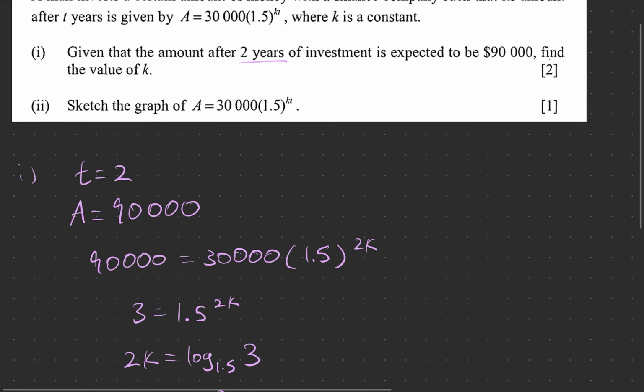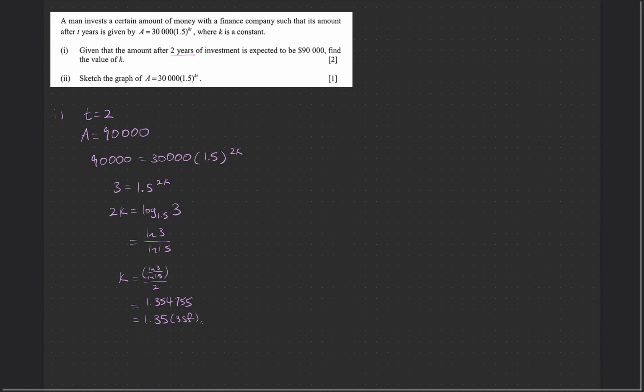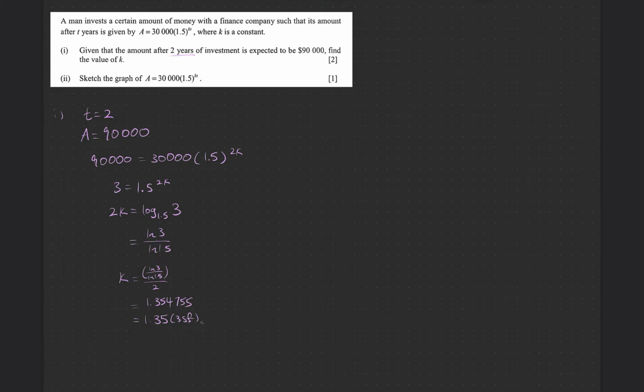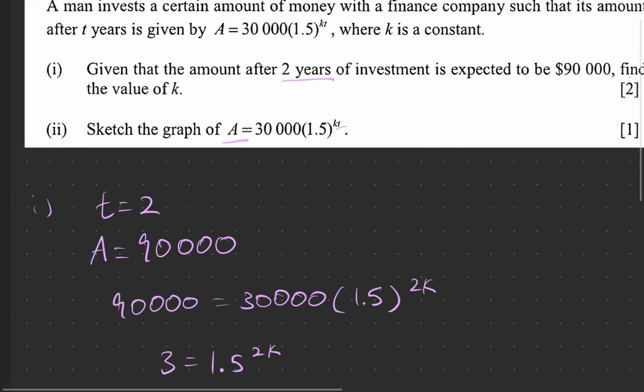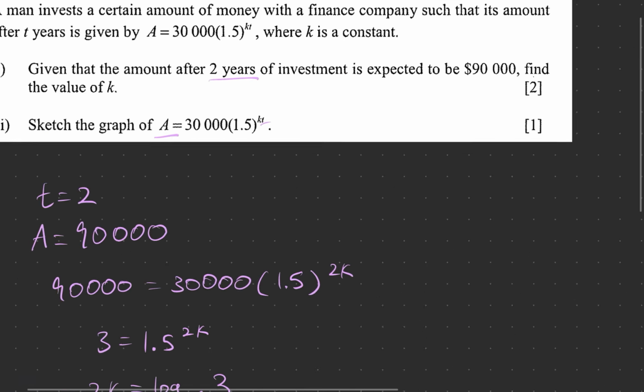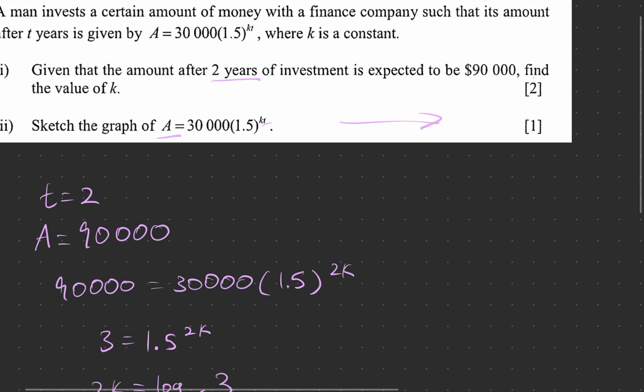So sketch the graph of A equals 30,000 times 1.5 to the power of kt. Okay, so for this one we need to identify which is which first. So A is your price and t is your time. So time is your independent variable here. So I think the x-axis is your time. Your A depends on the time. Without the time you can't find your A.